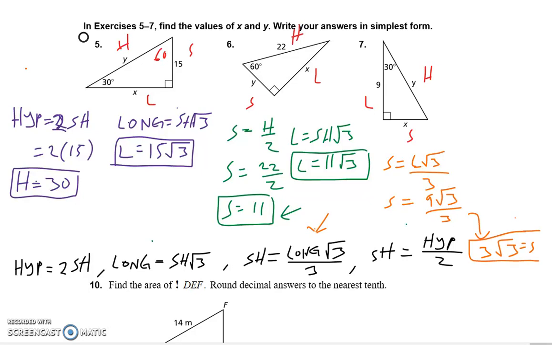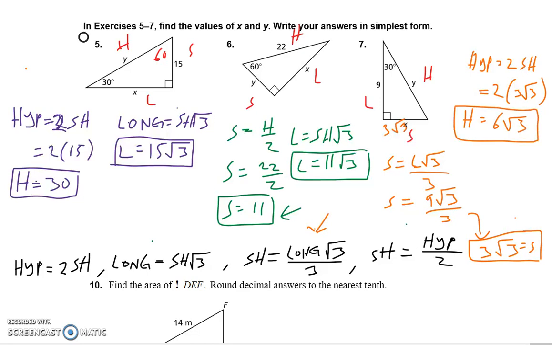Equals S. Now that that's 3 square root of 3, that makes this easier because the height equals 2 short. So 2 times 3 square root of 3. All I have to do for this, 2 times 3 is 6. So height equals 6 square root of 3. That concludes this part.